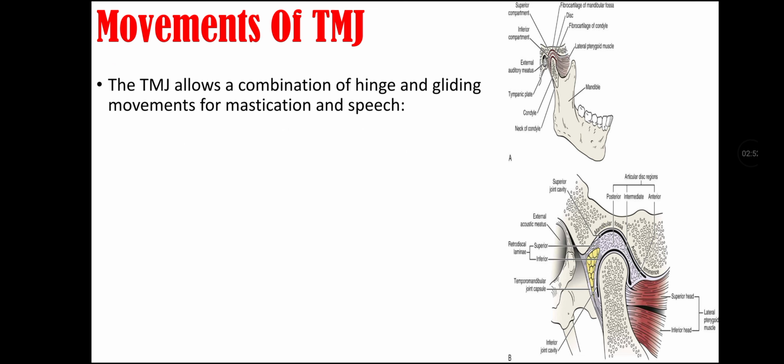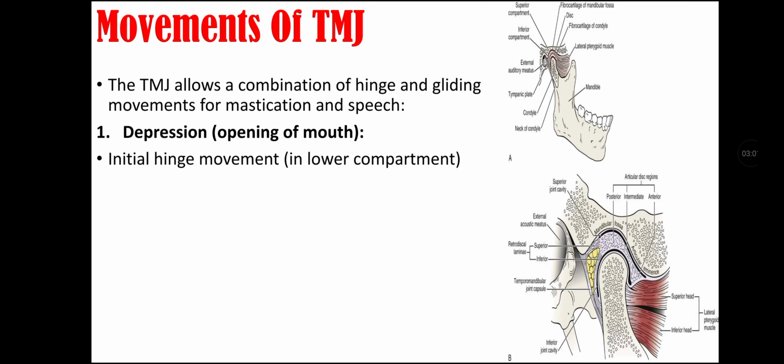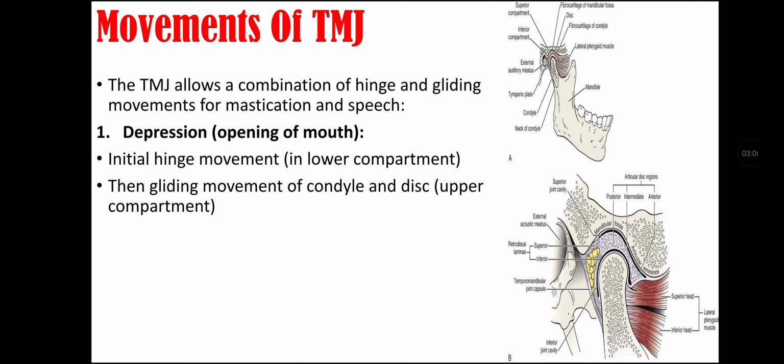Movements of temporomandibular joint. TMJ allows the combination of hinge and gliding movement for mastication and speech. They include depression, that is opening of the mouth. In this, there is initial hinge movement that occurs in lower compartment. Then there is gliding movement of condyle and disc that occurs in upper compartment.